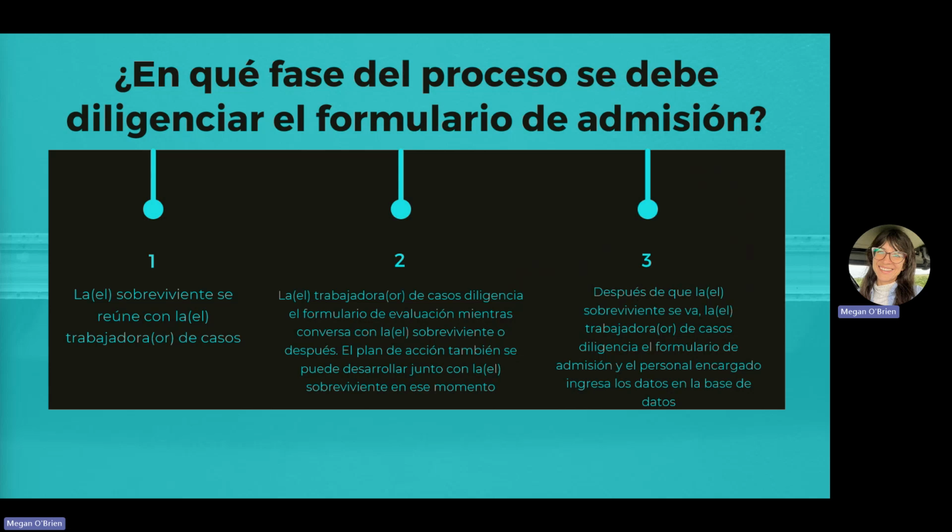The point here is that when you're meeting with the survivor, you're not going to be filling out the intake form. You'll do your assessment as per normal case management processes, but after the meeting, be sure to fill out the data on the intake form outside of the meeting with the survivor.